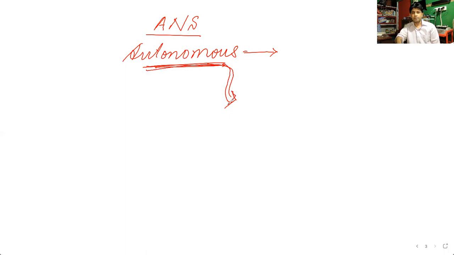For example, let our heart is beating. Okay, so we cannot stop the beating of the heart. We cannot start the beating of the heart. So it is automatic. So it is controlled by one type of nervous system, and that is the autonomous nervous system.